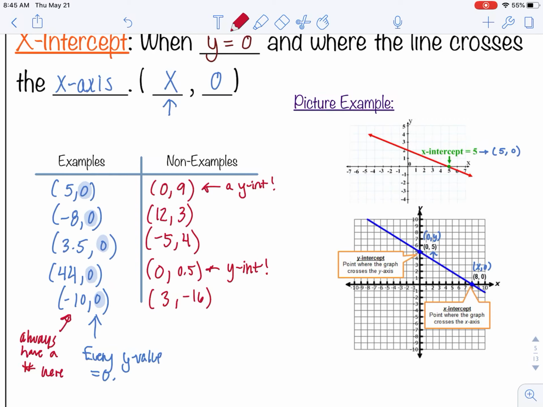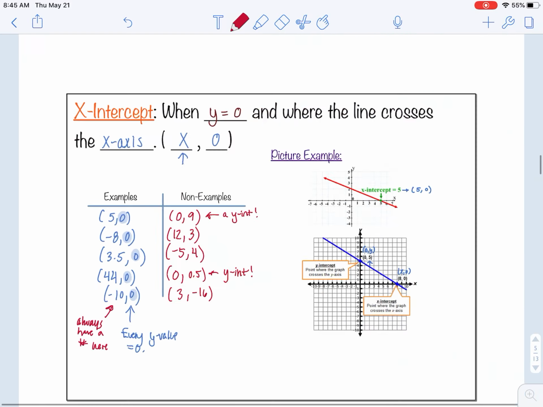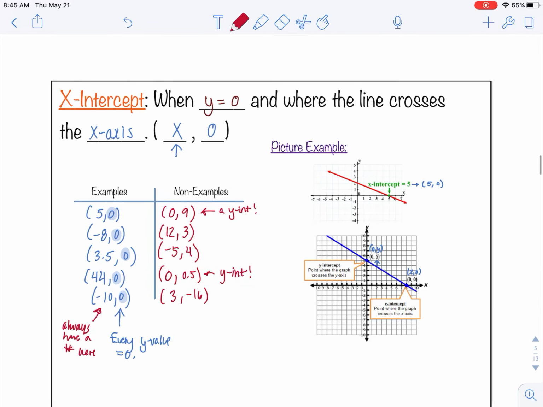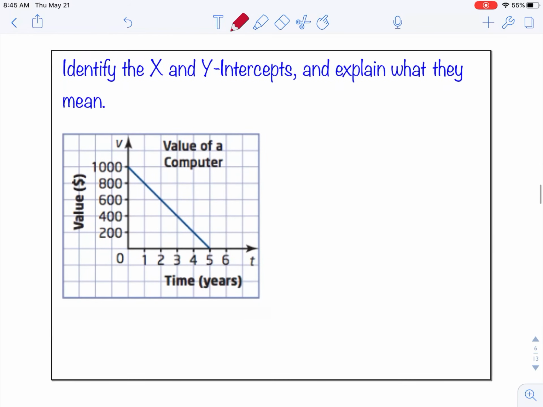Now, there's only one point in the entire world that's both an x and a y-intercept, and that's our origin, because both x and y are 0. It's crossing both axes at the same time. That's why it is our origin. That's where they intersect. All right? So that is our only both x and y intercept. So hopefully you now understand what is an x-intercept. And we're going to look at why they are important in the real world.